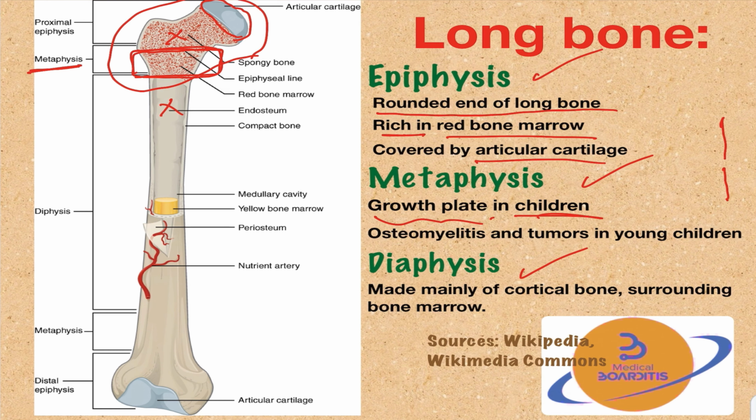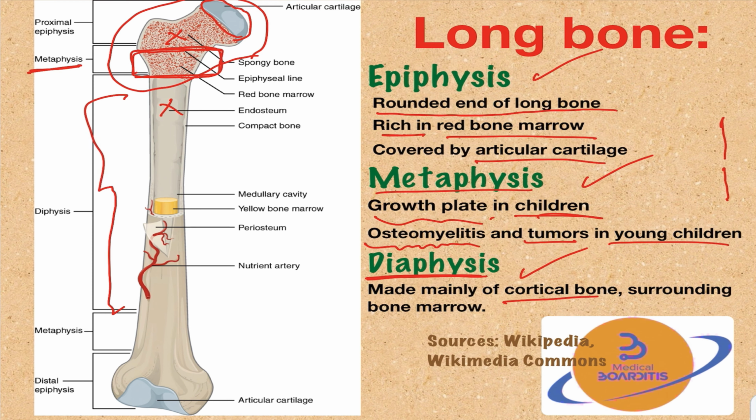And this growth plate or the metaphysis is going to be rich in blood supply. It's going to be heavily supplied by blood vessels, and that's why it's a major site of osteomyelitis because of the spread of bacteria from the blood, and also tumors in young children because of the high turnover in this area. This is a very high yield area that will explain to you why a lot of the tumors in children happen in the metaphysis. The long part of long bones, or the shaft of long bones, is the diaphysis.